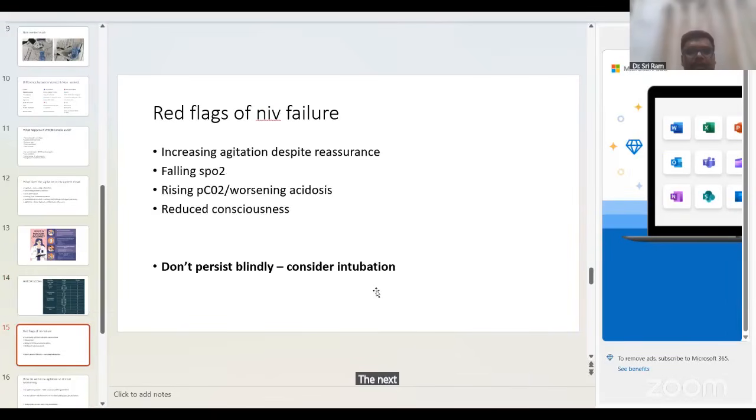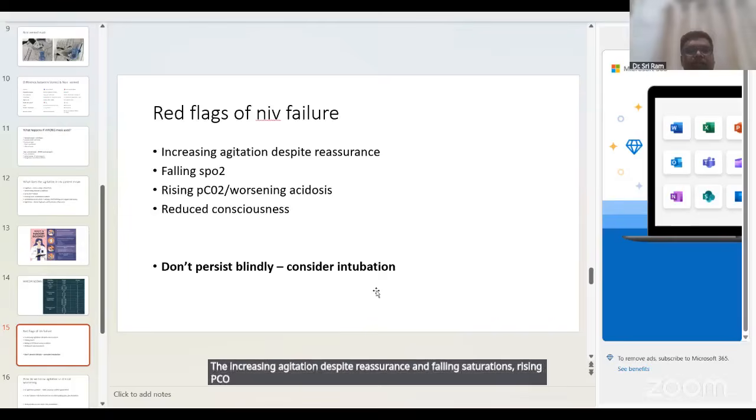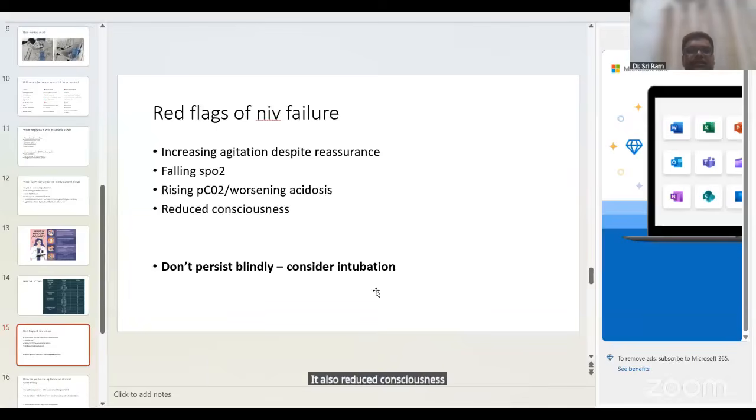Next one, the red flags of NIV failure. Increasing agitation despite reassurance and falling saturations, rising PCO2 or hypercapnia that causes worsening acidosis, and also reduced consciousness, any deterioration in the GCS of the patient. These can be considered red flags of NIV failure. We should not persist blindly. We need to consider intubation whenever an NIV failure occurs.